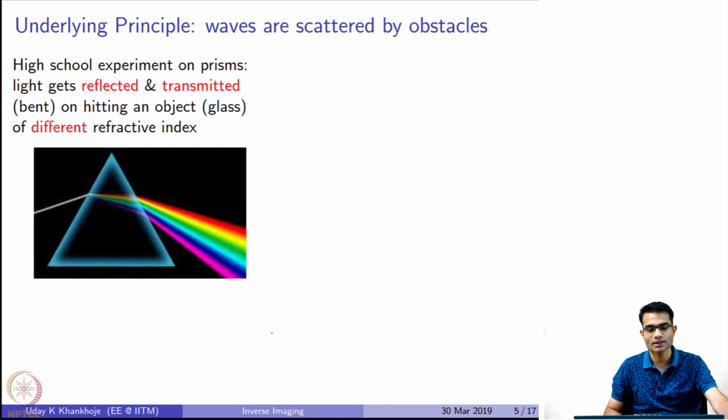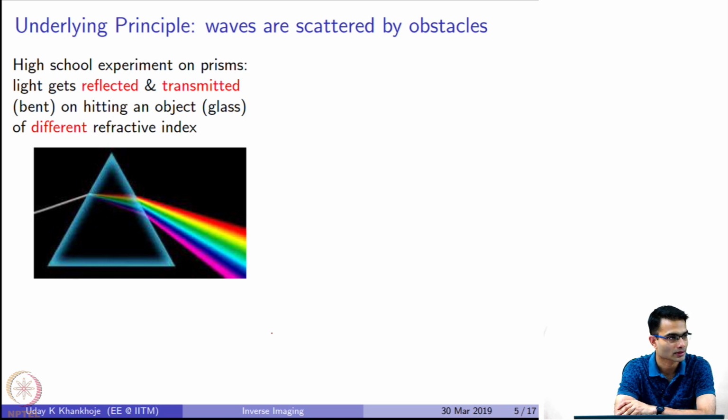So, what is the sort of underlying physics that tells us whether or not we can image? Everyone has seen this experiment in school, right. You have a prism, send light through it, and light gets bent, right. Now, the precise reason why light gets bent is because all the colors have different refractive indices, okay. That is the more detailed explanation. But what you can see is, why did this beam of light get bent in the first place? Because it encountered a different medium, different refractive index, right. That is what caused the wave to scatter, or in this case we will say refract.